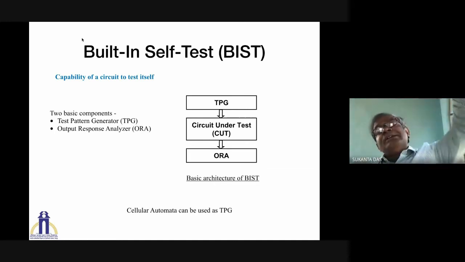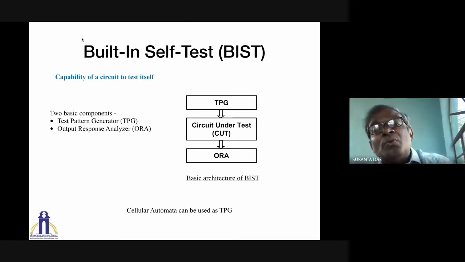So on one end it generates the patterns, it goes to the circuit, so these patterns are the input. Then it gets its response. The circuit response means it gives some output that is analyzed by ORA. Now, if it's found that there is some severe problem, then the circuit is rejected. Otherwise, it's okay.